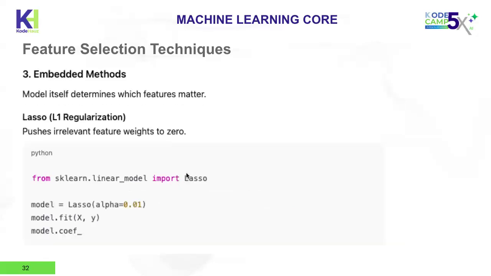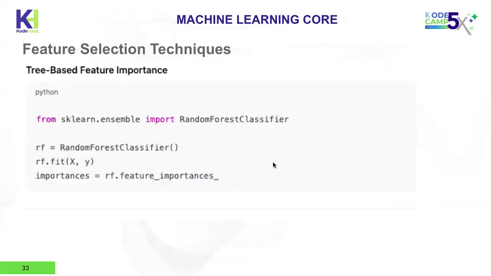And then we have embedded methods, right? In embedded methods, you basically allow the model itself to determine which features matter. We have regularization as a very good example of this. We have what we call lasso regularization, which is the L1 regularization. What regularization does is that features that don't matter get a weight that is very close to zero, effectively eliminating that feature. So lasso is a good example.